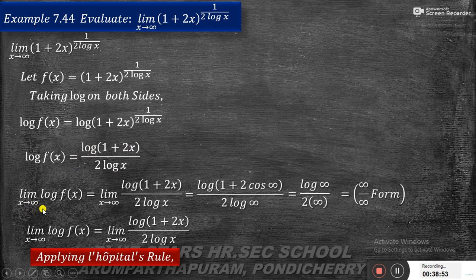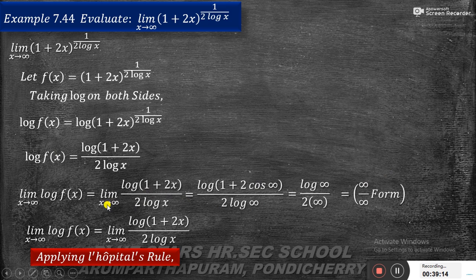In the next step, now I apply the limit. Here limit is x tends to infinity, so on both sides I apply limit x tends to infinity. Limit x tends to infinity log of f of x equals limit x tends to infinity log of (1 plus 2x) by 2 log x.